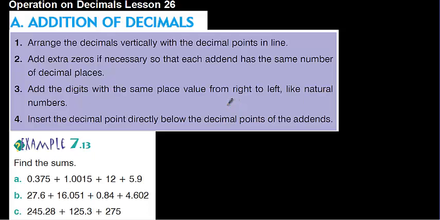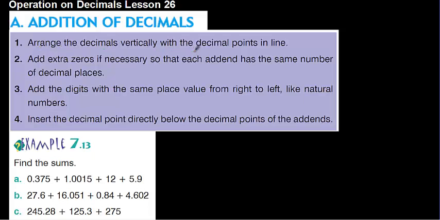In this video I'm going to explain operations on decimals. We are going to start with addition, then we are going to learn subtraction, and we are going to learn multiplication in this lesson. The operation steps are written here, and we can read them step by step. Then we will start to solve examples.